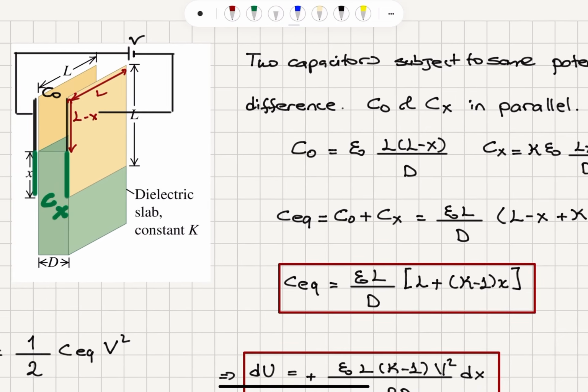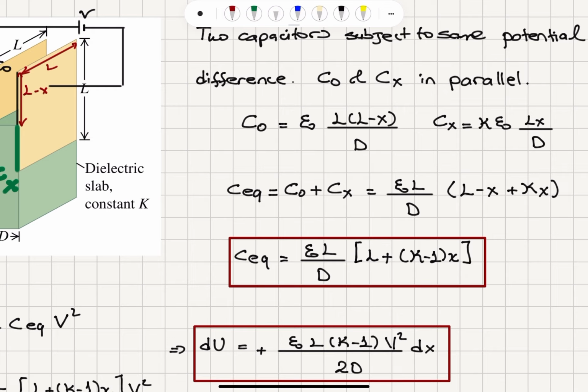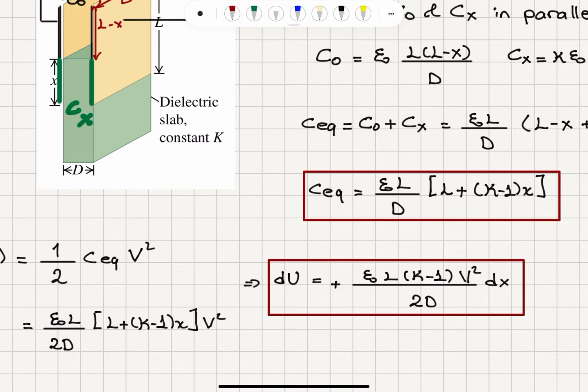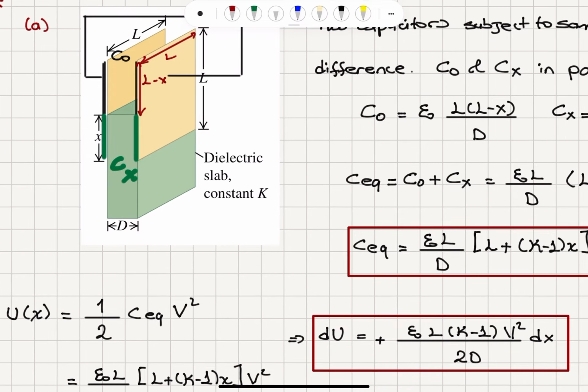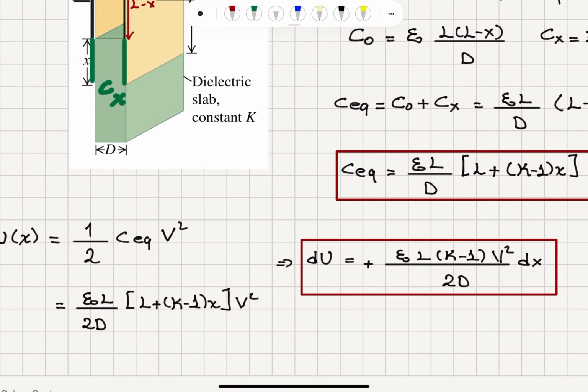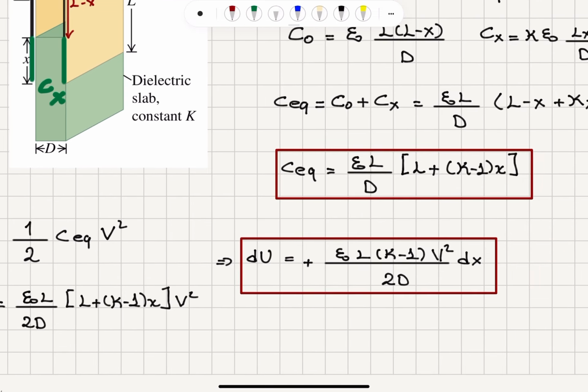And since they share the same potential difference, they're connected in parallel, the capacitances add up to give me the equivalent capacitance. The stored energy is given as 1/2 C equivalent V squared when there is a potential difference V applied between the two terminals. And if I write this potential energy, a small change in x will only affect this term here, so this term goes away, and I see that the change in stored potential energy becomes plus epsilon 0 L (kappa minus 1) V squared over 2D dx.